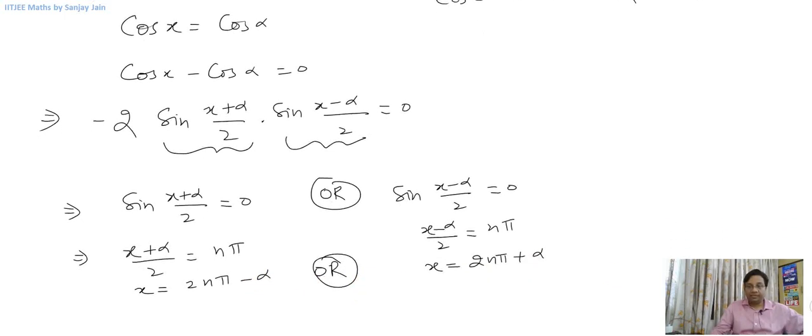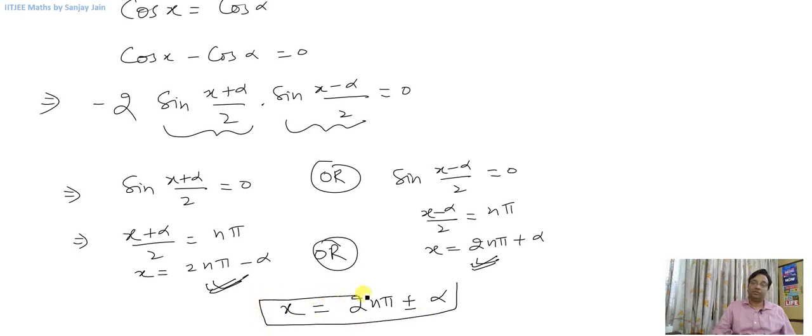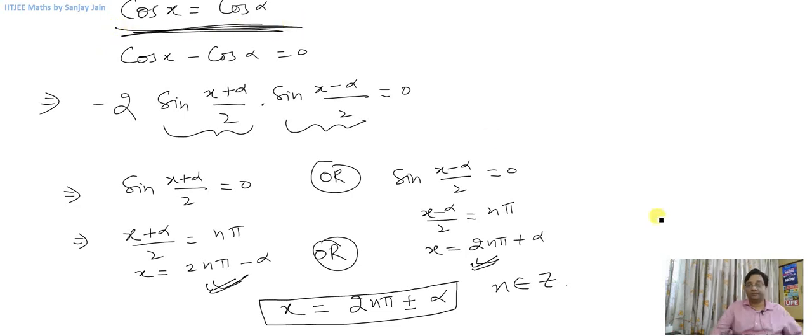Now I can write these collectively, this one and this one, because this is alpha before 2n pi and this is alpha after 2n pi, so I can write it as x equal to 2n pi plus or minus alpha. Now this is my solution for cos x equal to cos alpha.